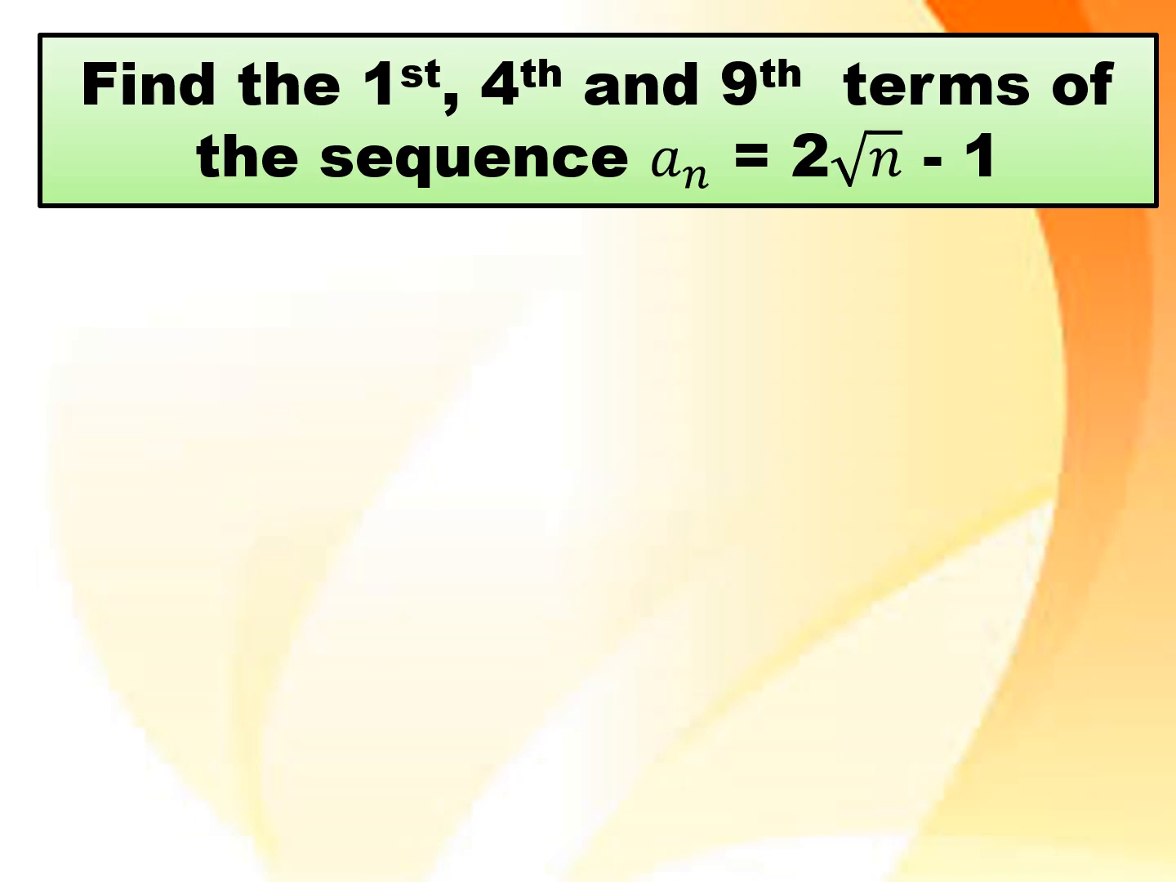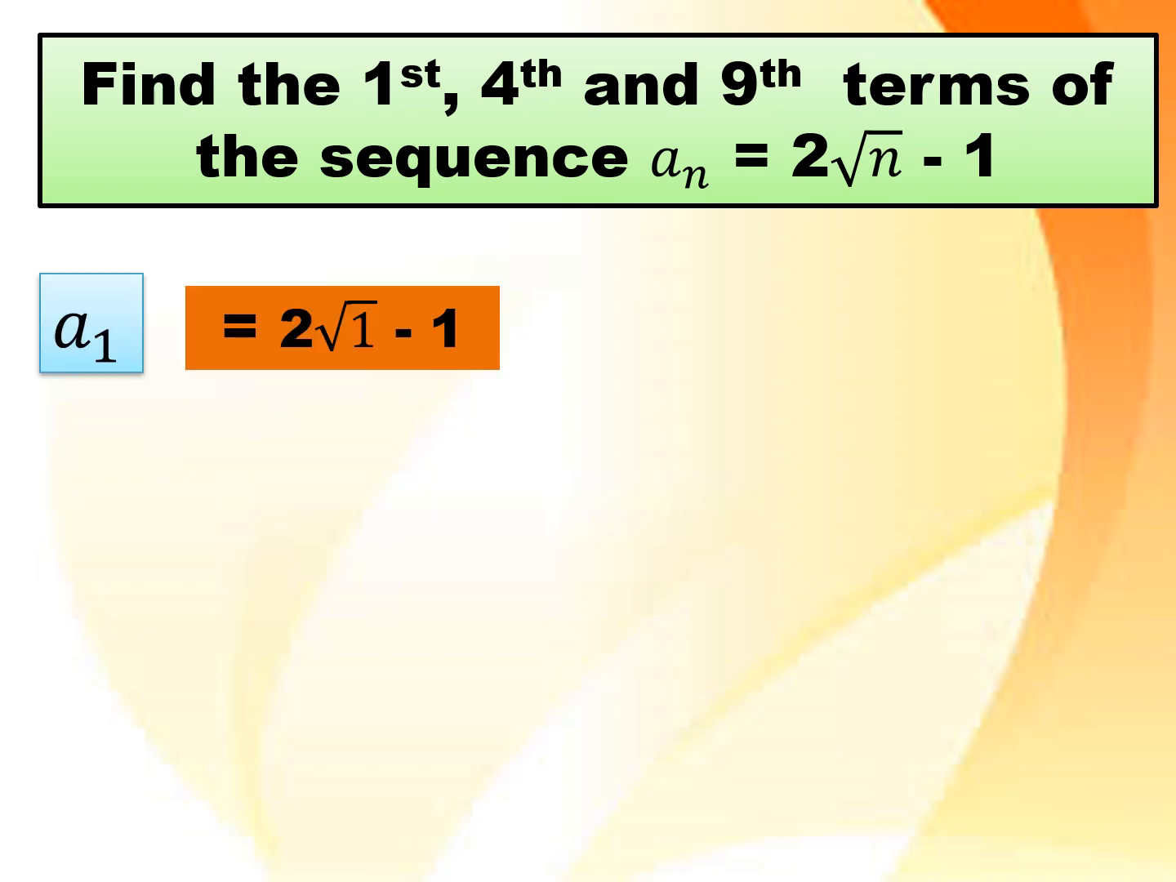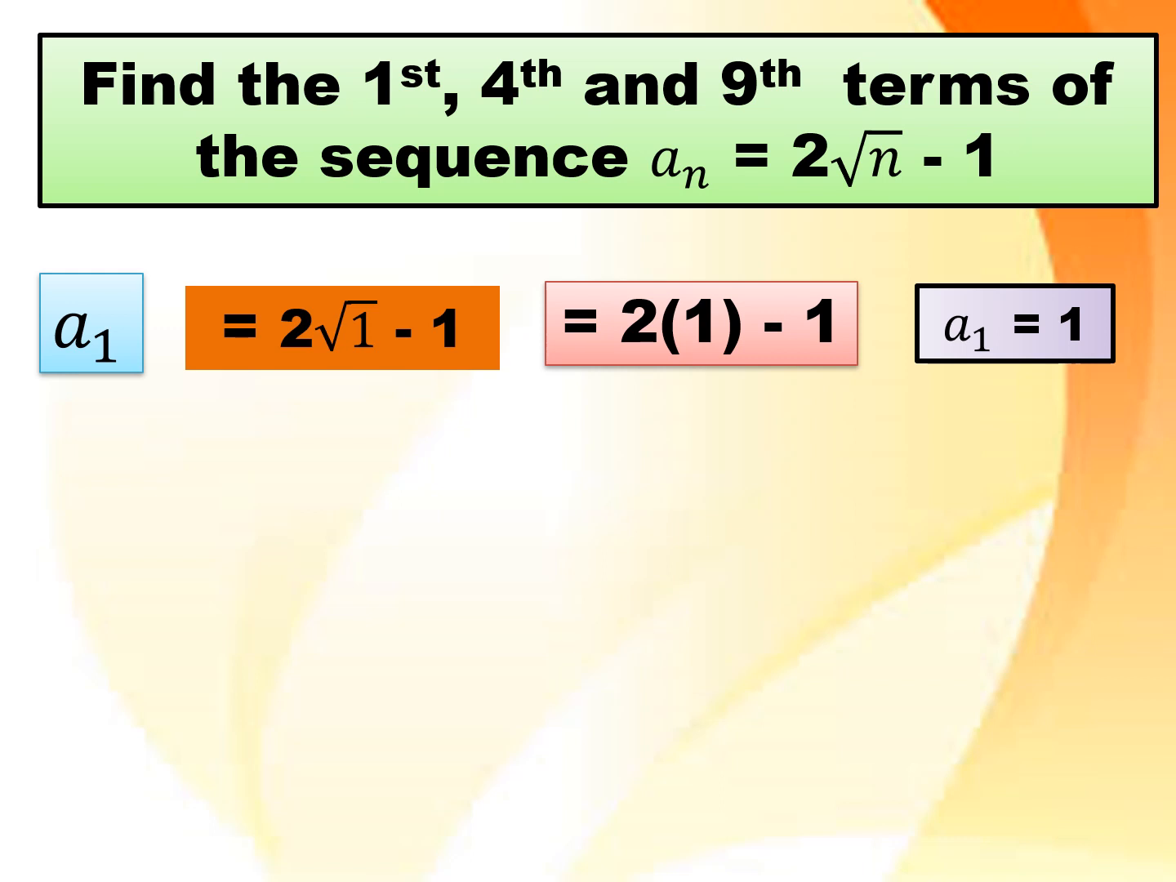Let us find the first, fourth, and ninth terms of the sequence given a sub n is equal to 2 square root of n minus 1. So for our first term, we will have 2 times the square root of 1, which is the value of n, minus 1. And that is equal to 2 times 1 minus 1, which is equal to 1.